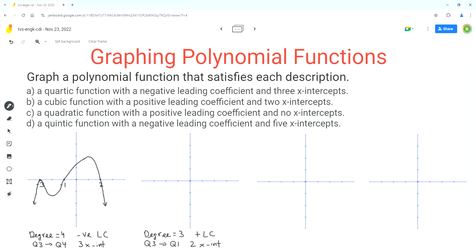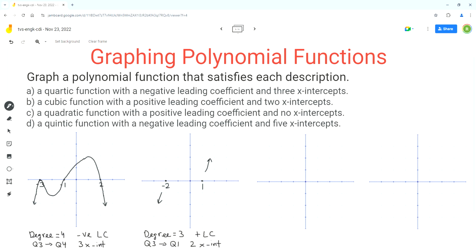The degree of this function is 3 and it has 2 x-intercepts. That means the order or multiplicity of one of the x-intercepts should be equal to 2. Let's assume its x-intercepts are -2 and 1. The end behavior can be shown as. Now we can join these end behaviors through these x-intercepts.